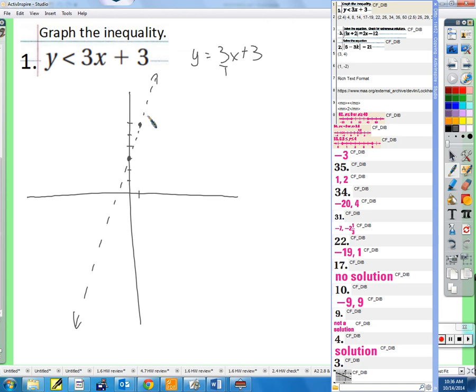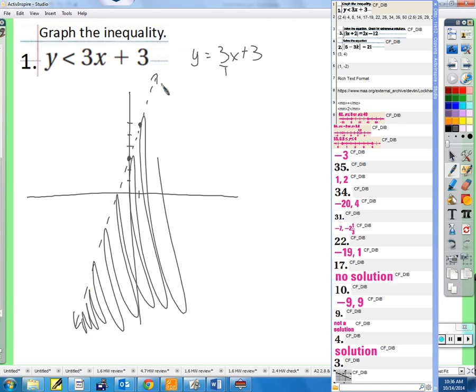Where do I find the y values that are less than 3x plus 3 y values? Below that line. Below that line. Everything below that line.